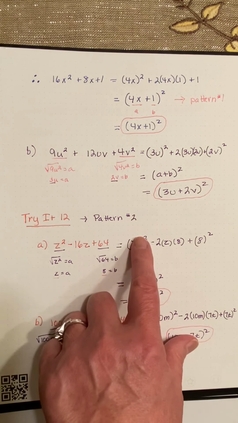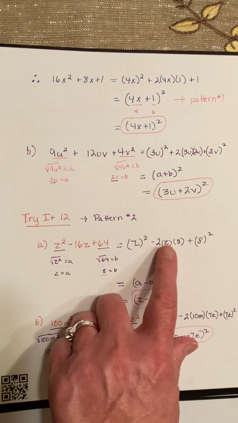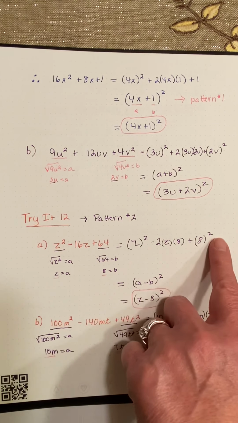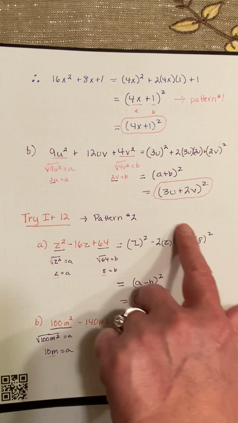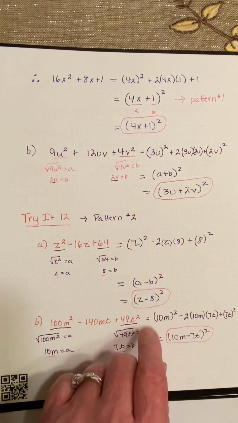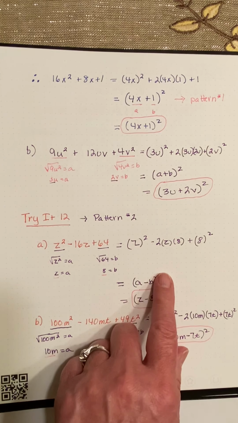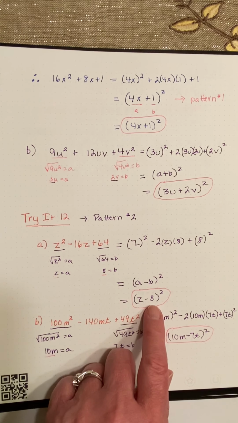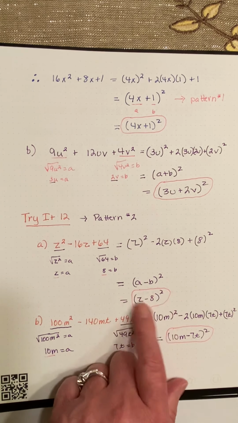So I have z squared minus 2 times z times 8, because z is a, 8 is b, plus 8 squared. If I worked it backwards, I'd come up with this. But from this, I go to the pattern of (a minus b) squared. So I just substitute a, which is z, minus b, which is 8, squared, and that's my answer.